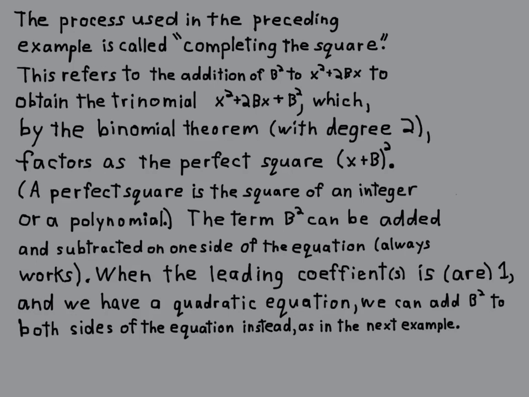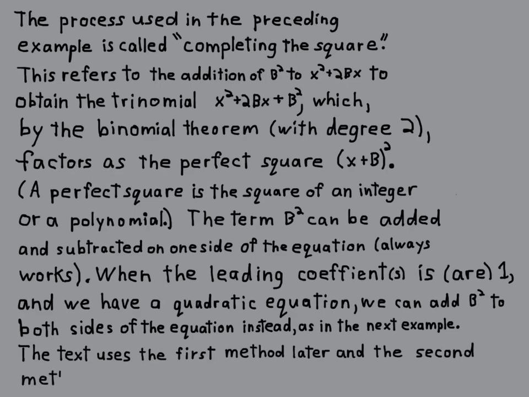And for the circles, there's going to be a b squared for the x terms and a b squared for the y terms, right? And so I'm going to do this next example that way. It'll be on the next video. The text uses the first method later on in the book, and it uses the second method here for circles because it's easy to use for circles, because you always have an equation.